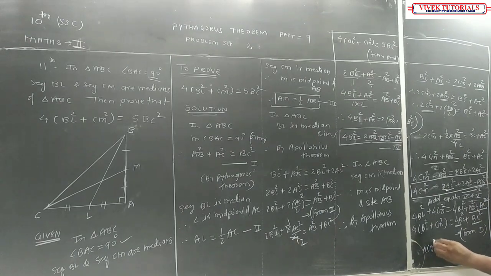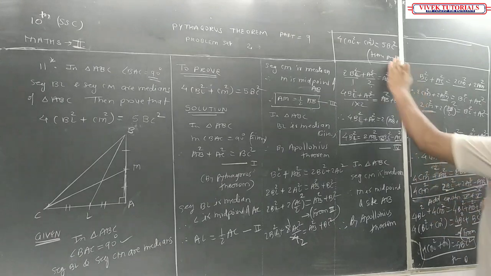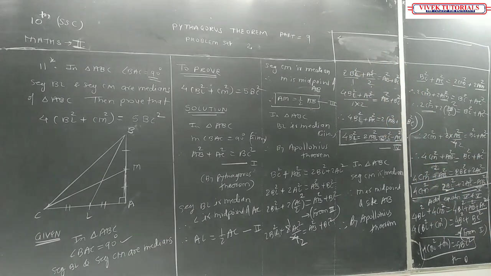So 4 in bracket BL square plus CM square is equal to 5BC square. Here also you can write hence proved. Copy it down properly. Today we are going to stop here only for part number 9 of Pythagoras theorem because it's a lengthy question. So students, you have to revise it once again. Rewind the video, watch it properly once and write it in your own way, understanding it as you write. It is very important. Copy it down properly by pausing the video. Thank you students.